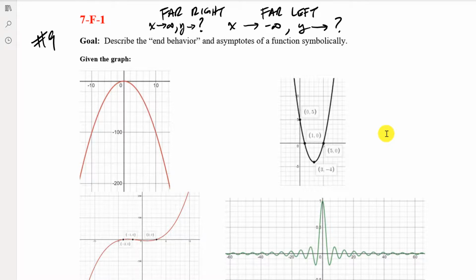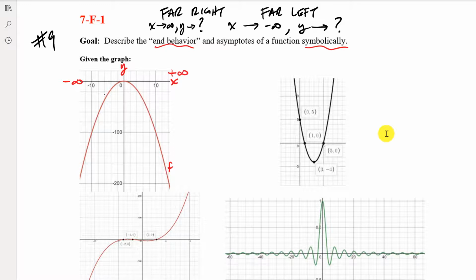We want to discuss the end behavior and see if there are any asymptotes of the function, and do this symbolically, so write it symbolically instead of in words. The x-axis is here. Negative infinity is to the left and positive infinity is to the right. And this middle dark line here is the y-axis. We have this parabola function here. This is our function here.